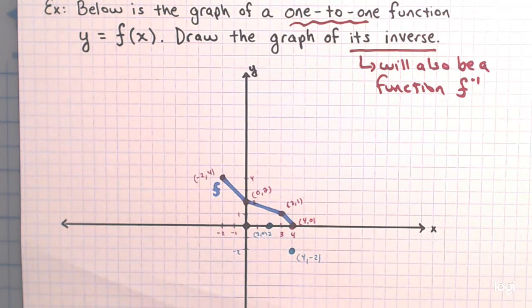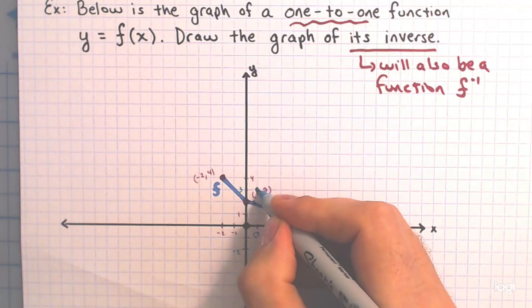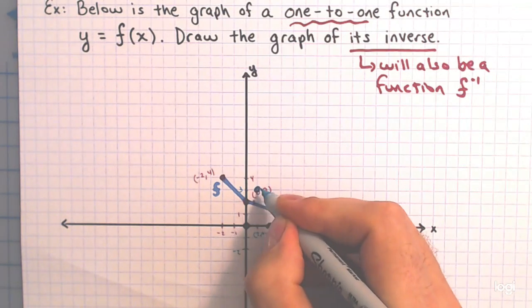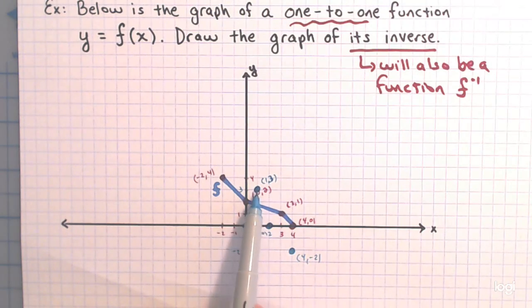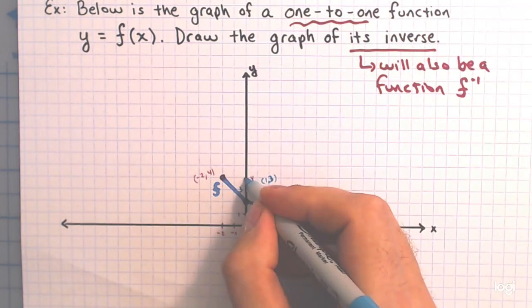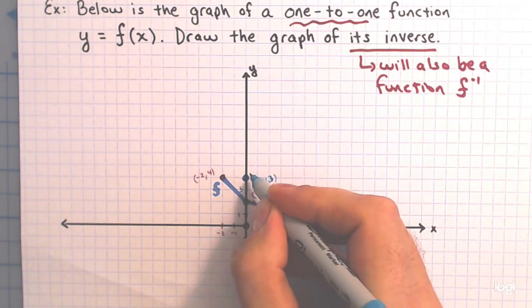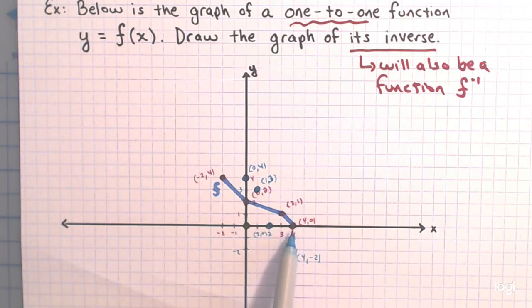And again, these two points, (0, 2) and (2, 0), should be a reflection across the line y equals x. Alright, and (3, 1) is on f, so (1, 3), this point right here. So again, (1, 3) and (3, 1) should be a reflection across the line y equals x. And (4, 0) is on f, so (0, 4) is on f inverse. So again, these points, (4, 0) and (0, 4), should be a reflection across the line y equals x.